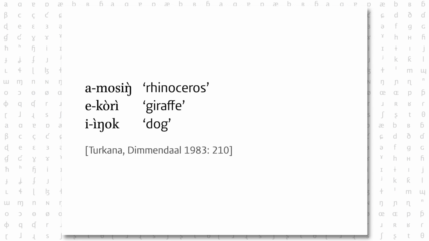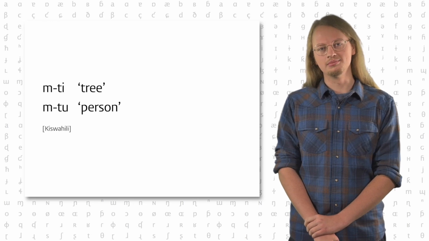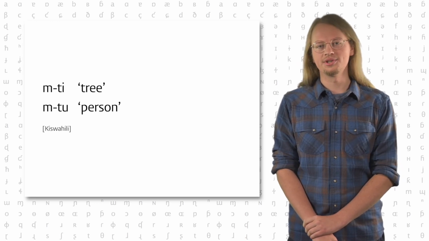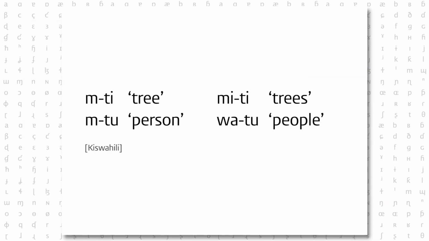Noun classes may also be visible only in number inflection. The Swahili words mti, meaning tree, and mtu, meaning person, both have a prefix but they take different plurals. The plural of tree is miti, but people is not mitu, but watu. However, the best way to see classes is in the agreement in the phrase and clause.